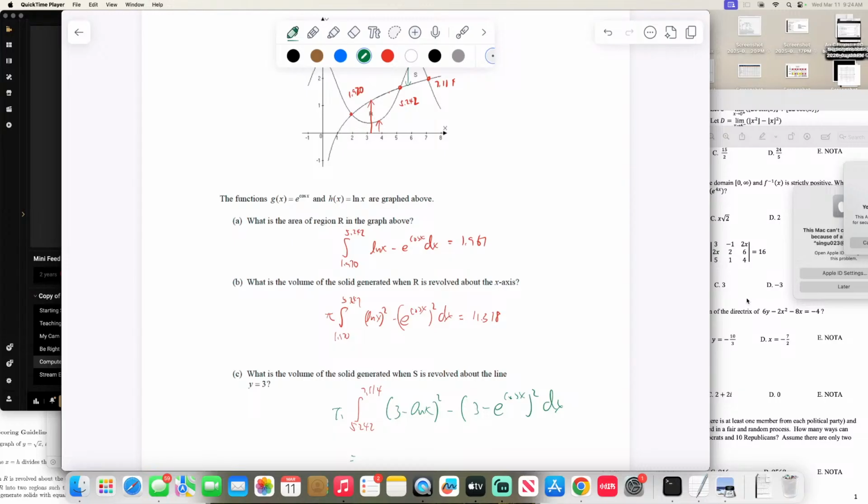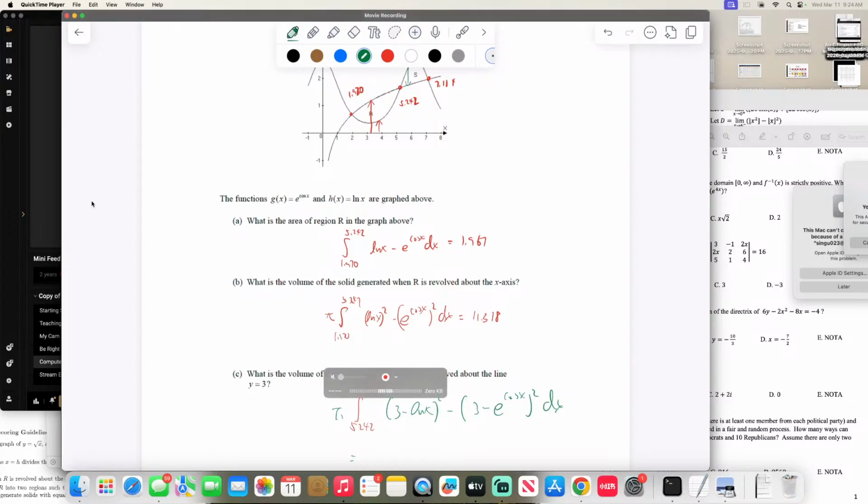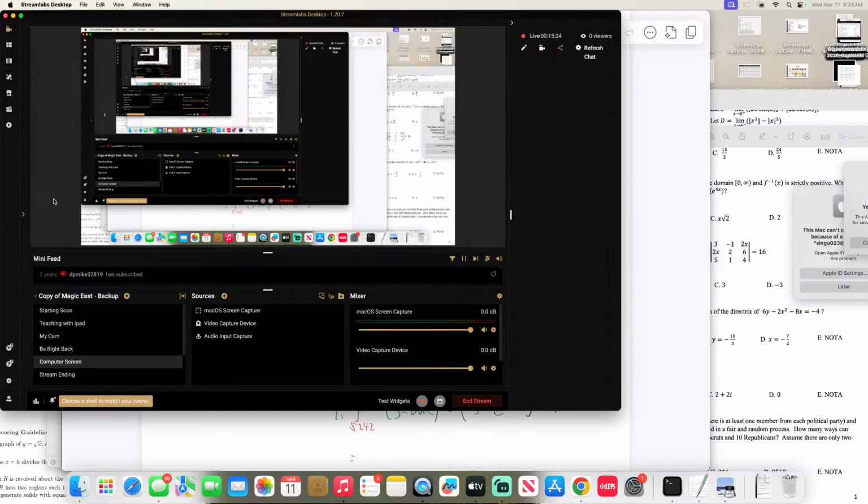All right, so I'm going to talk about cross sections. You don't really have to write a lot of notes down. This is cross sections, which is the last part of the test. How do I do cross sections?